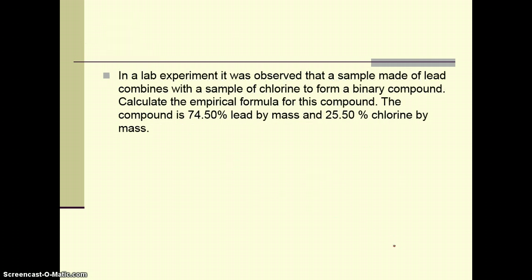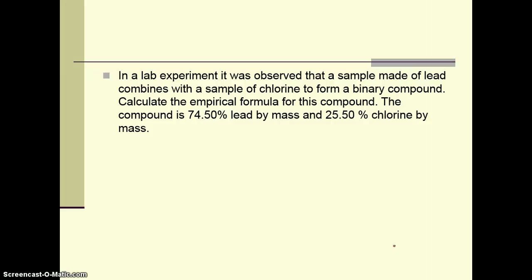In this one, the problem is a little bit different. It's given to us in percentages. But percentage by mass, if we have 74.5% lead by mass, so it says in a lab experiment, we observed that a sample made of lead combines with chlorine to form a binary compound. It's just the two of them together. Calculate the empirical formula. The compound is 74.50% lead by mass and 25.50% chlorine by mass.